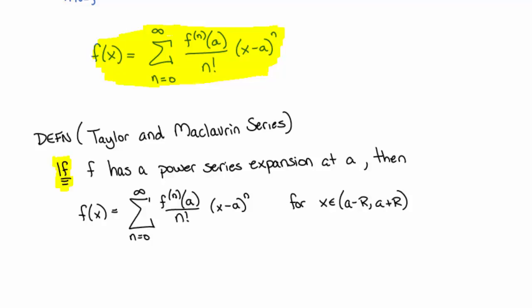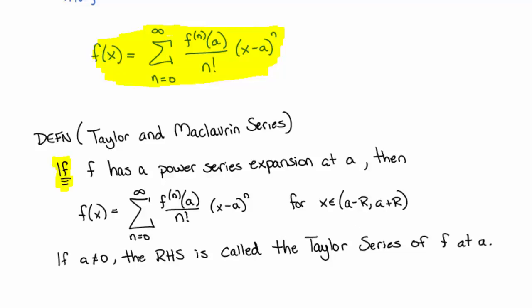A couple things to note. If a is not equal to 0, this is the right-hand side. I'll just write it that way. The right-hand side is called the Taylor series.